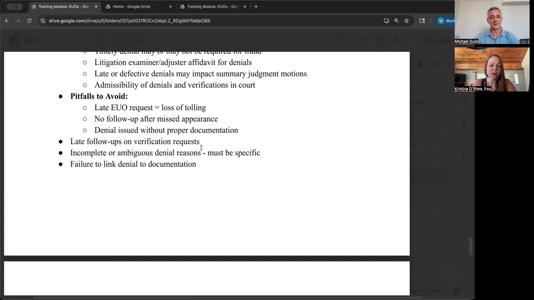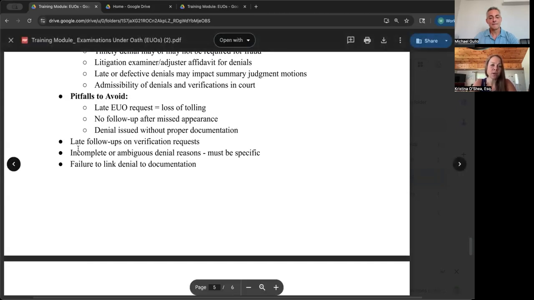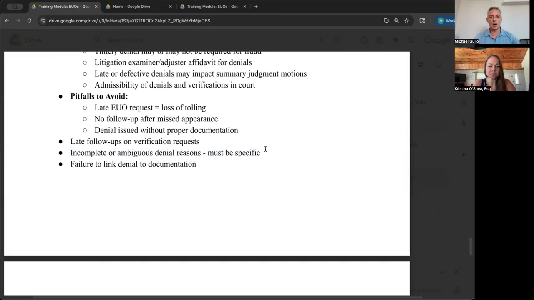Those are definitely, I think, the single most crucial pitfall to avoid: the timeliness of when these documents are going out, especially when we know we have a solid fraud defense. Another is incomplete, ambiguous denials. We need to set forth in the denial the reason why. We can't just say, "Oh, denied on fraud," and leave it at that. That's not going to be enough.